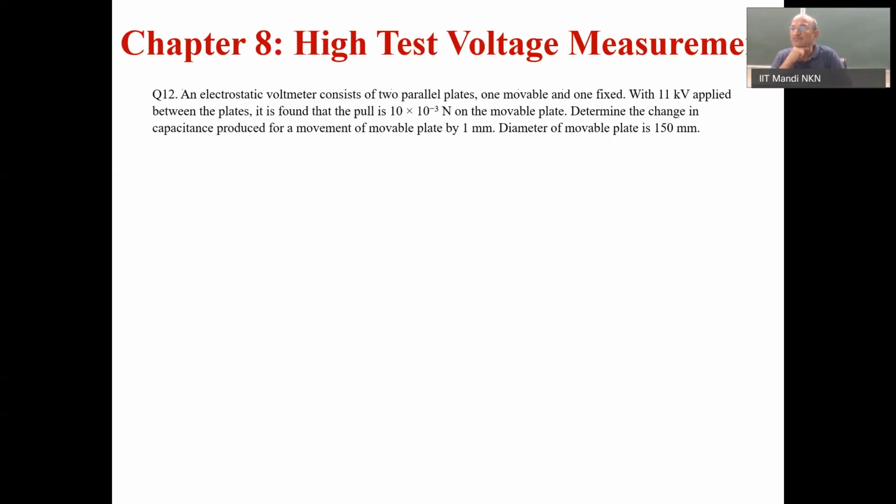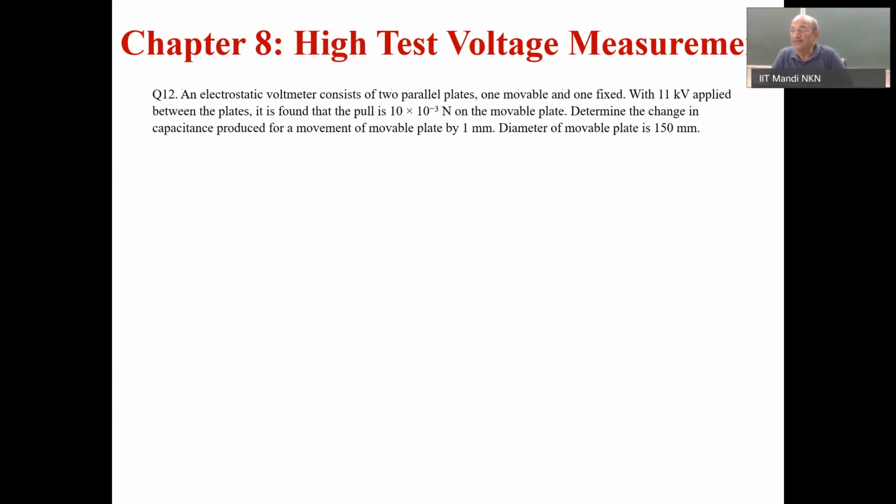The movable plate is moved by 1 millimeter. And how much will be the change in capacitance? Because when you change the gap distance, the capacitance found between the two parallel plates will be different. So by a movement of 1 millimeter of the movable plate, how much difference in capacitance will be formed between the two plates?